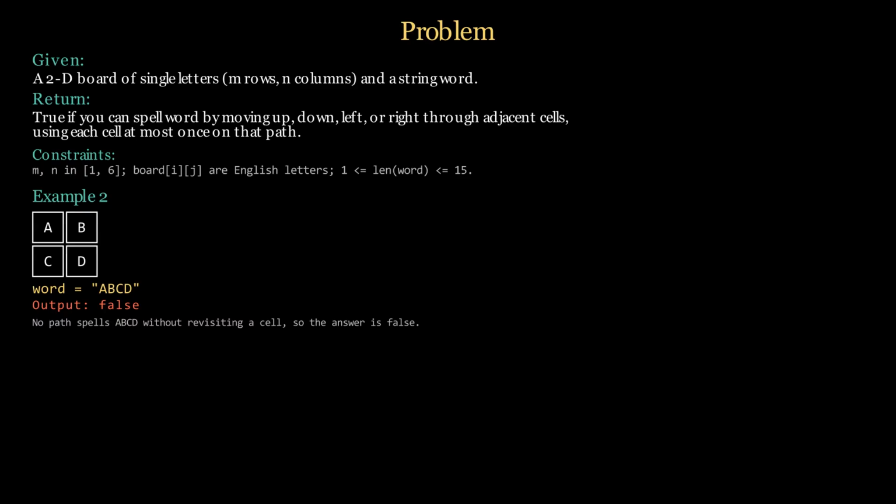Smaller board, letters A through D in a 2 by 2 square. The word ABCD would need 4 distinct steps, but you cannot cover all 4 cells in order without getting stuck, so the correct output is false.